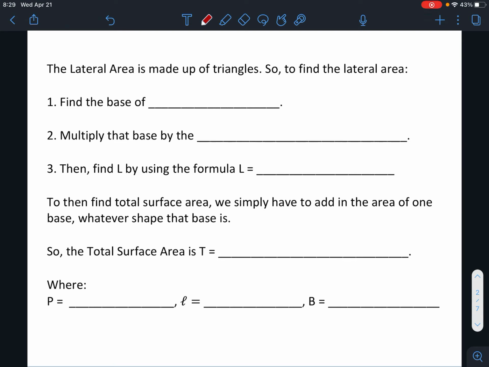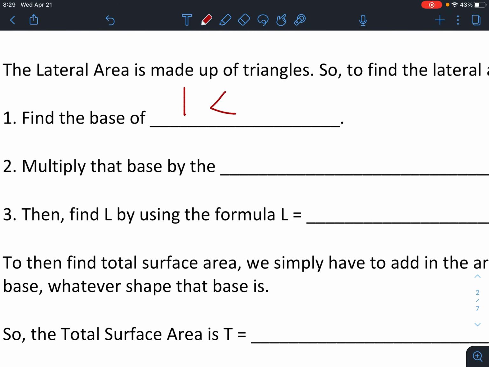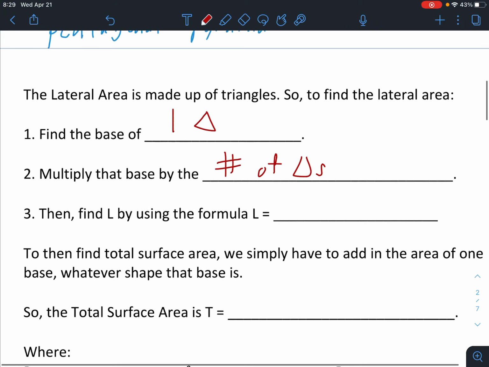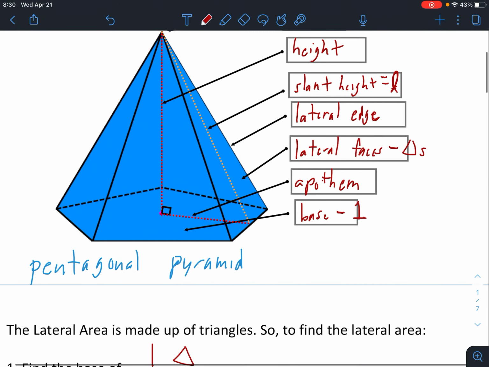The lateral area is made up of triangles, as we just discussed above. So to find the lateral area, you're going to find the base of one of the triangles, and multiply that base by the number of triangles, or the number of sides in the base. That's going to get you your perimeter. Think about how we find the area of a triangle: base times height over 2. But since we're adding up all the triangles together, the bases of all the triangles make up the perimeter.